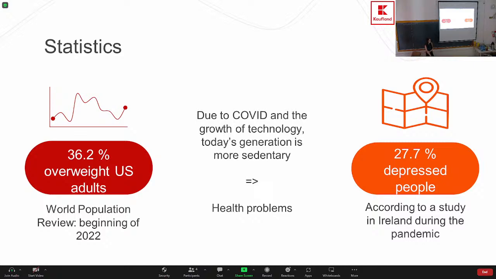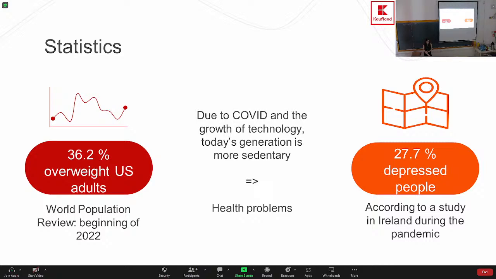Due to the COVID restrictions, many people could not participate in daily activities like going to the gym or to the cinema, which led to more time spent at home, and that led to the shedding of excess pounds. According to the World Population Review at the beginning of 2022, 36.2% of US adults were overweight.